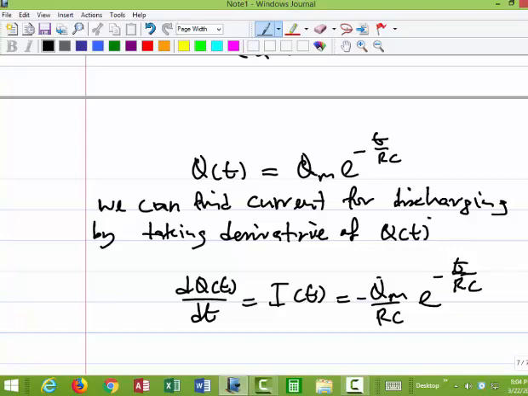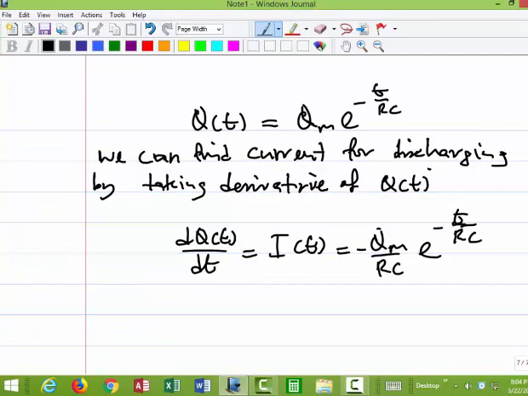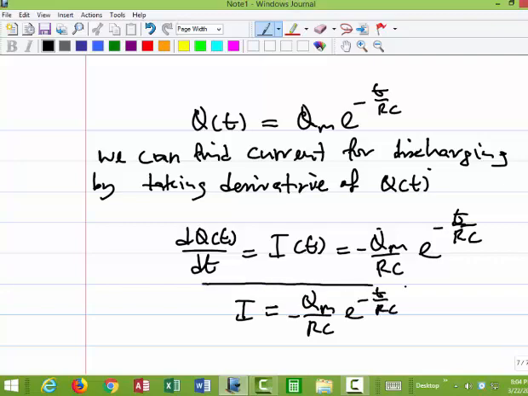Using the same items that we found earlier, or actually we can leave it this way if we want. So I(t) is just Qm over RC e raised to the power minus t over RC. Let's leave it that way. So this is the current as a function of time.